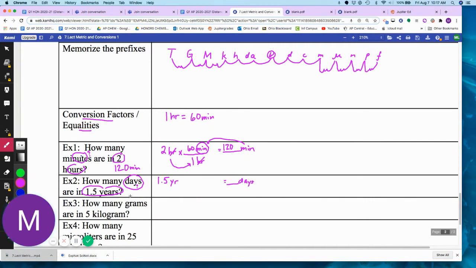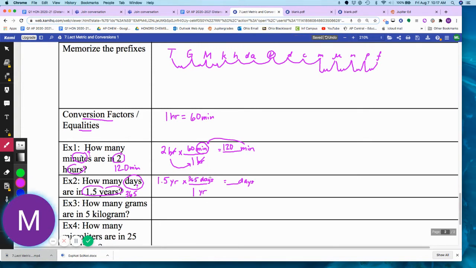Okay, 1 year is 365 days. So you know that 1.5 years is 365 plus half that, right? So to do that here, using dimensional analysis, you drop the years, you put the days here, and you decide which is bigger. A year is bigger than a day, of course. It's longer. There are 365 days in a year.